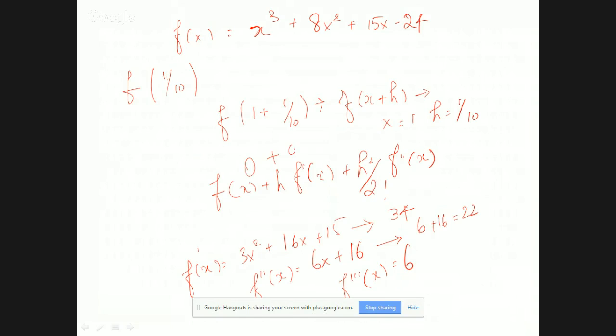Plus h is 0.1 into f dash of x, which is 34. Plus h square, which is 0.01 by 2 into 22, plus 0.001 by 6, since 3 factorial is 6, into 6. So you will get something like 3.511. So this is how we solve the Taylor series.